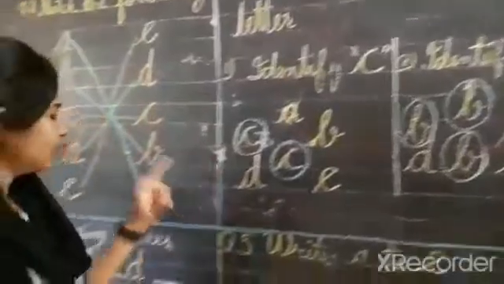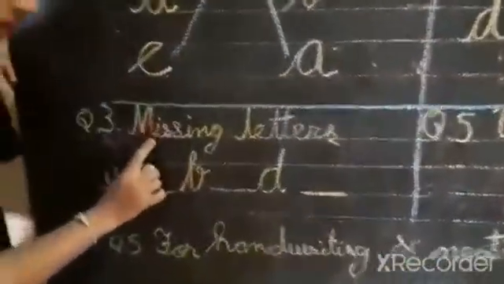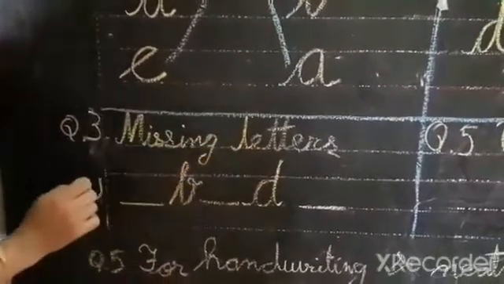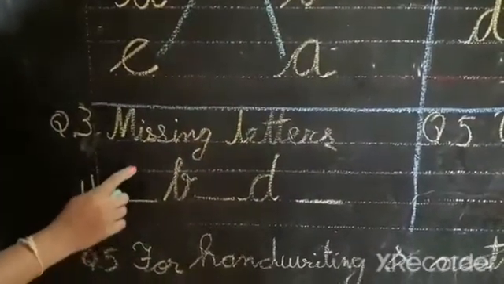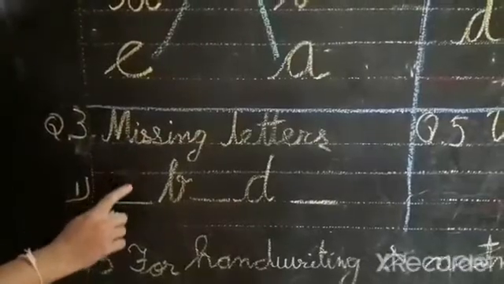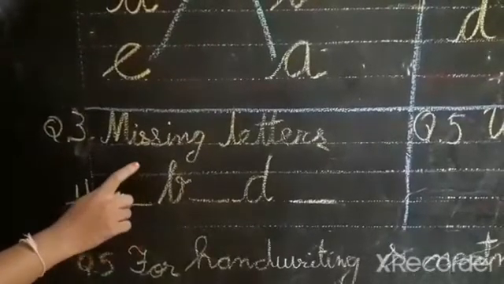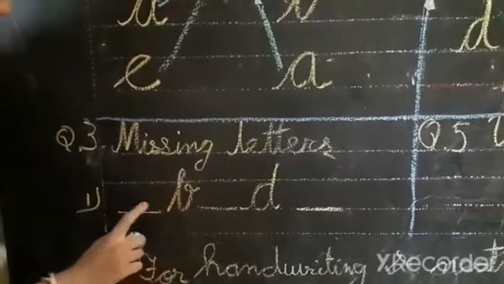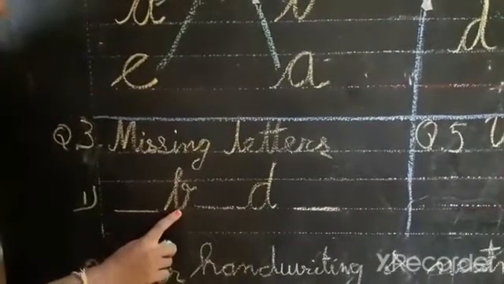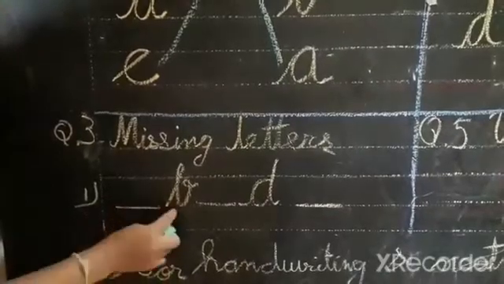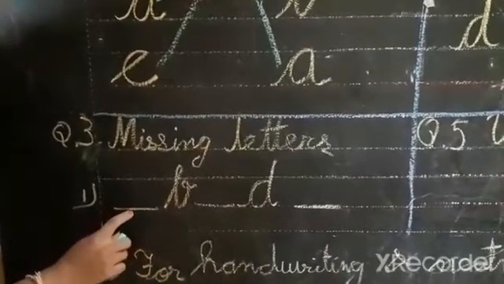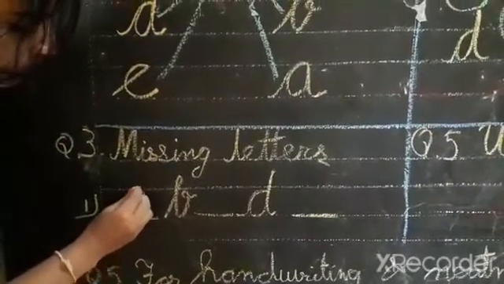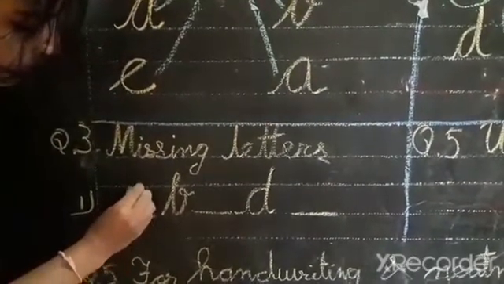Now, we see third question. Missing letters. That means you have to write missing. Which letter are missing? That one only you have to write. Understood? Here A. This is B. B before what will come here? A. B before we have to write A.